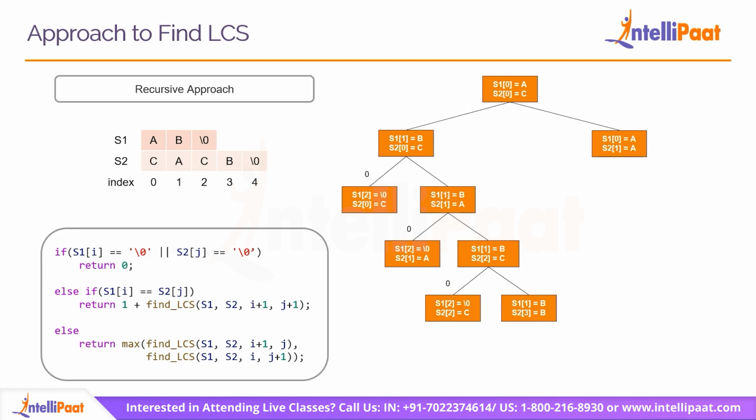So when the ith element of S1 is equal to the jth element of S2, we again call the function recursively and increment i and j by 1. And in addition to that, we add 1 to the result so that the final call may look like this.